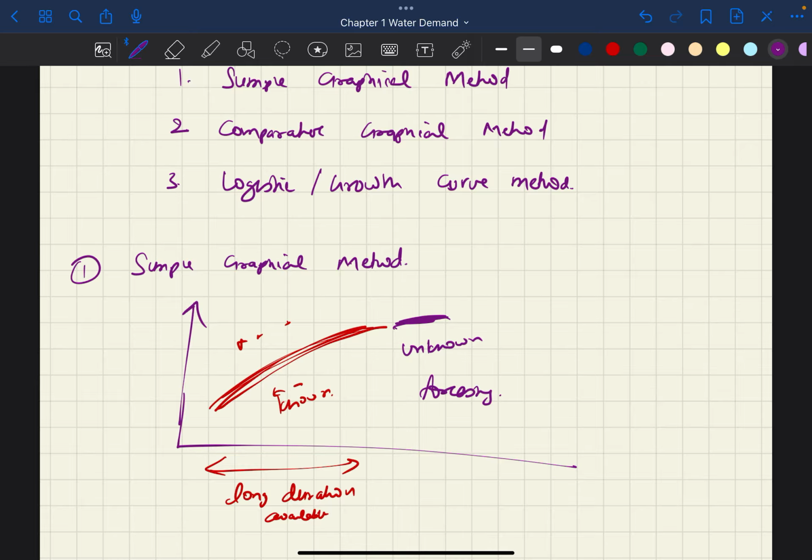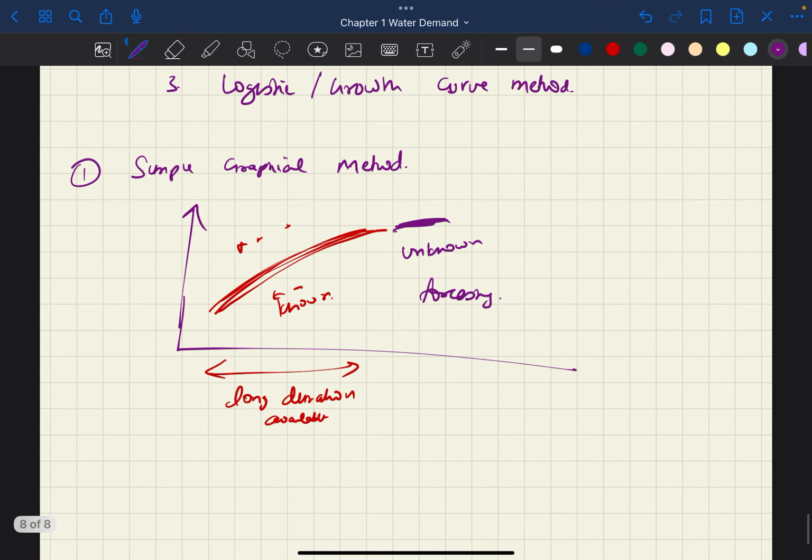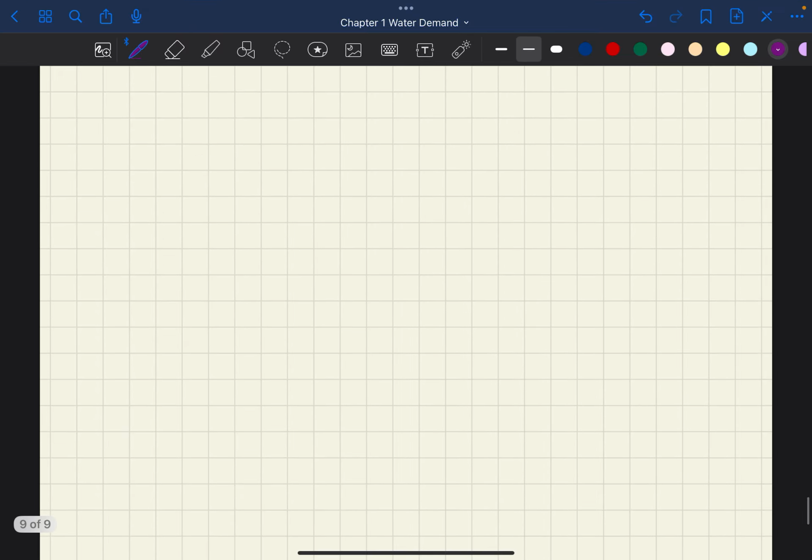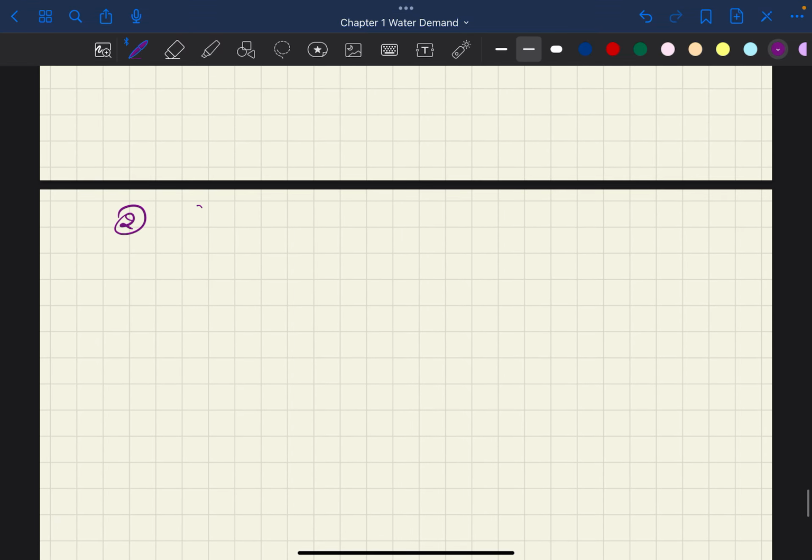It cannot analyze changes in population trend in future. So there may be a spike, there may be some growth or maybe downward spiral, but this will keep on increasing because we are following a particular trend. So this is simple graphical method. So let's discuss the second method. Second method is comparative graphical method.